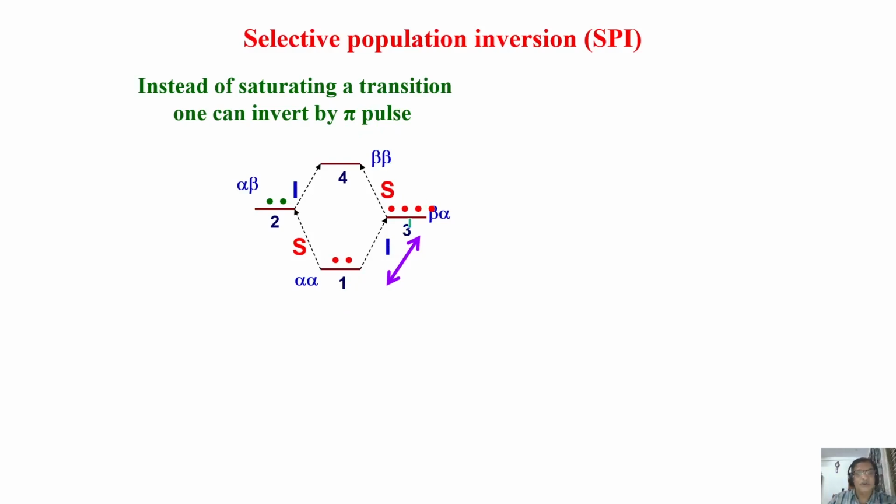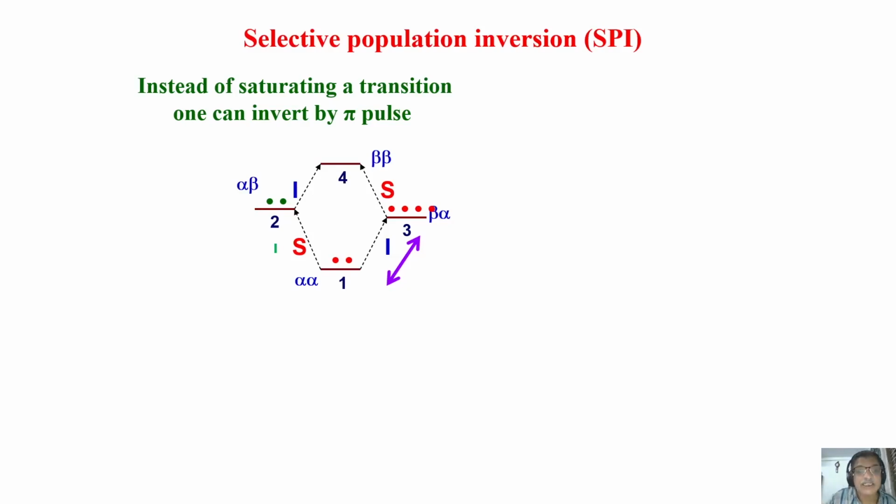Same transition I took. Before saturation, it was 4-2. After saturation, it became 3-3. Now in the inversion, the 4 which was here went here, and the 2 which was here came back. Just the population between these two states got interchanged. That's all I did. This is called selective population inversion.